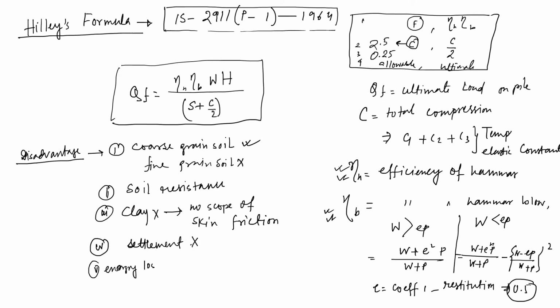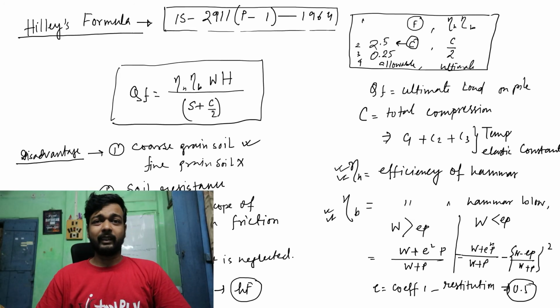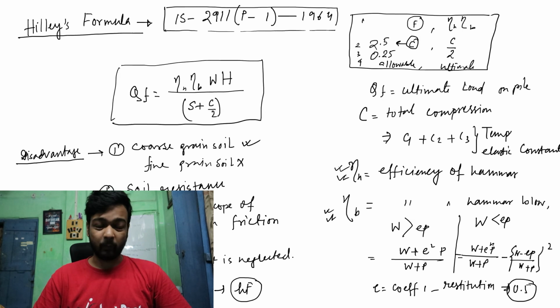Energy loss due to vibration and heat is neglected. This is another disadvantage. In Hiley's formula there are lots of constants, so it's not user friendly. So these six are the basic disadvantages of this formula.